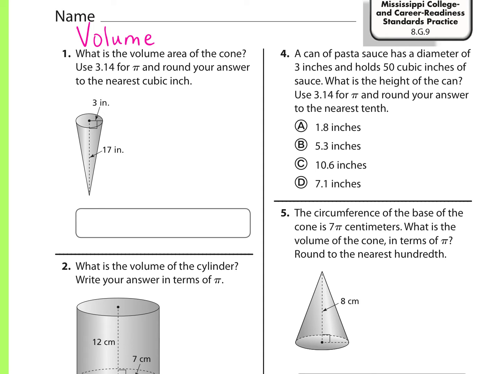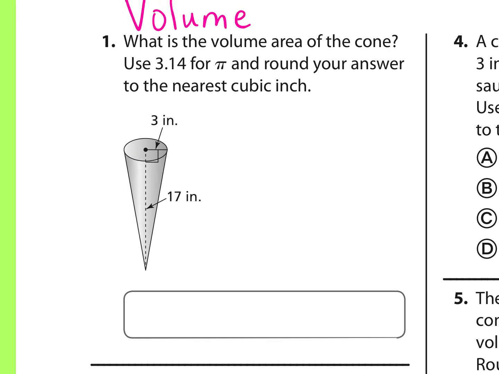A standard 8.G.9. This one is about volume. And we're just using our volume formulas to solve problems. So number one, what is the volume of the cone? And it does have an error in the workbook here. It's not looking for area, just volume. Use 3.14 for pi and round your answer to the nearest cubic inch.